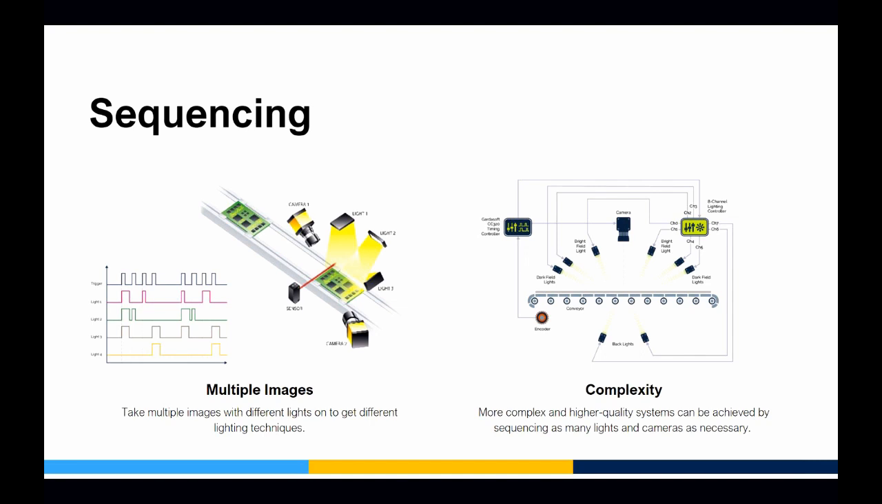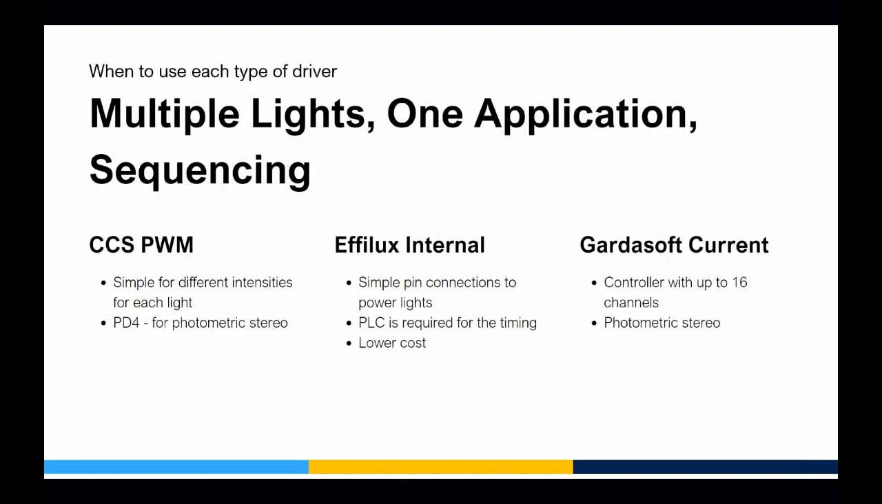And those can be at different intensities, they can be flashing at different times, but sometimes there's more complex systems like a line scan system that's got one camera, but you have either different color lights or different bright field or dark field or backlight scenarios. So sequencing is just essentially having one light on, turning it off, turning another light on, turning it off, maybe turning another one on.